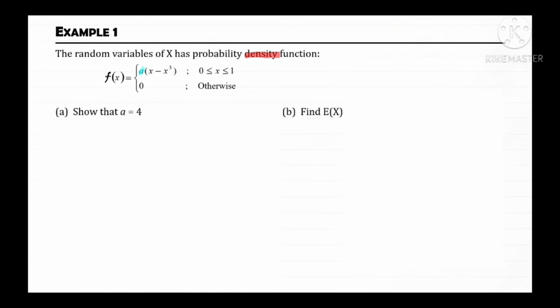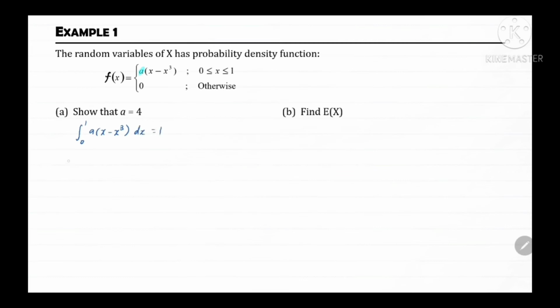Since this is a density function, x is a continuous random variable, so we have to integrate. The other thing that indicates this is continuous is the interval 0 to 1. When a function has intervals, it is a continuous random variable. If it is discrete, then x is equal to a number. We know that total probability equals 1, so integrate from 0 to 1, the function a x minus x cubed dx, equal to 1.